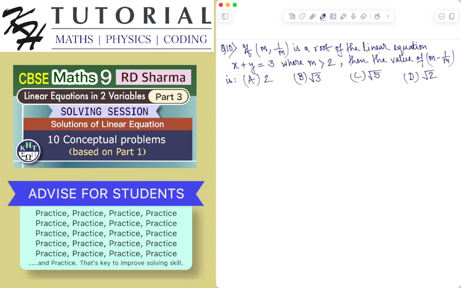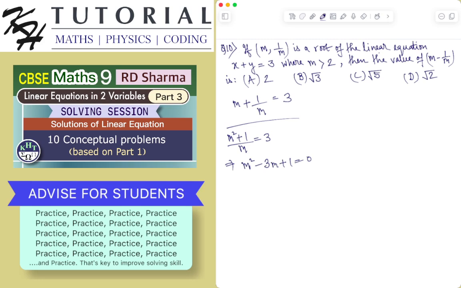That means I will put the value of x as m, plus the value of y as 1 by m, is equal to 3. Now I have only this information. Clearly, if I simplify the left hand side, it will lead to a quadratic equation. If you simplify this, I will get (m square plus 1) by m is equal to 3. This implies, if I do cross multiplication and bring everything on the left hand side, I will have m square minus 3m plus 1 is equal to 0.